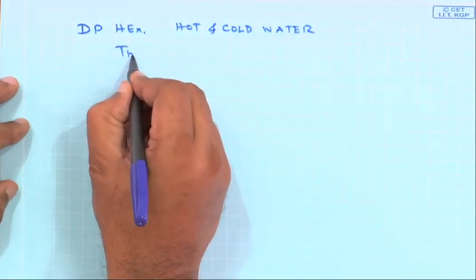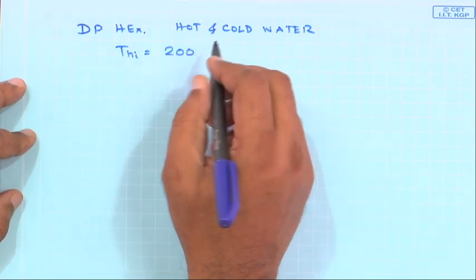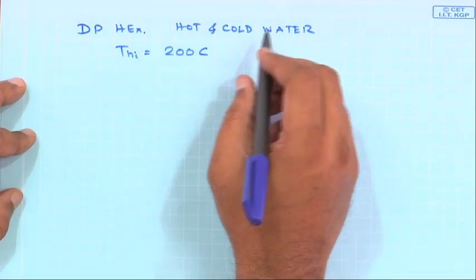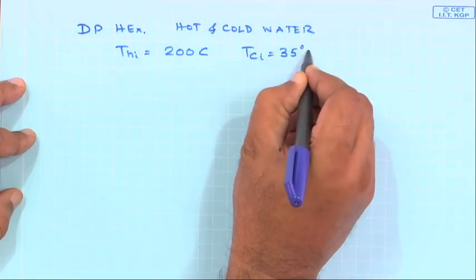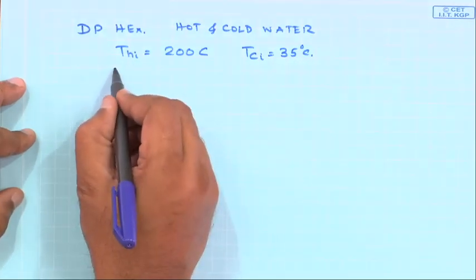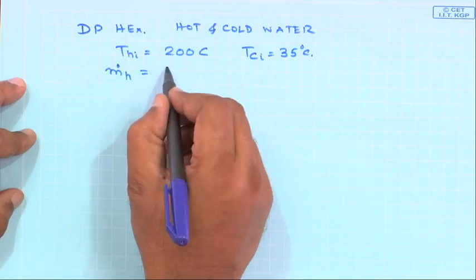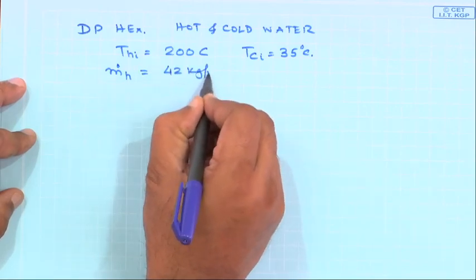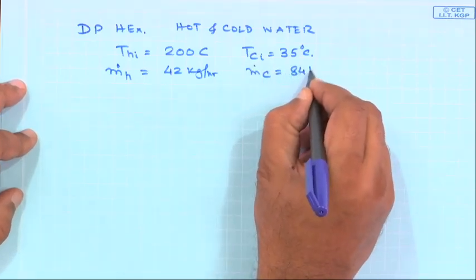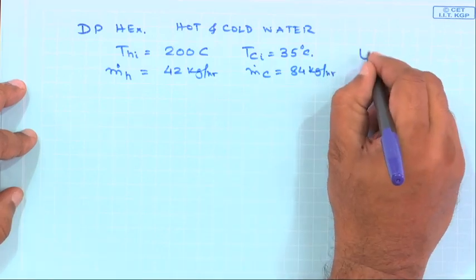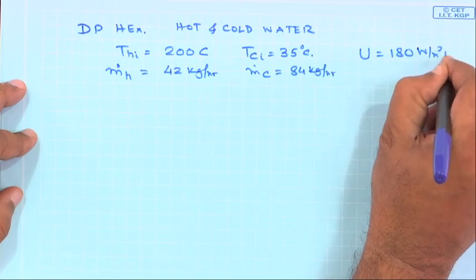The THI, the inlet temperature of the hot fluid, is 200 degrees centigrade, and the inlet temperature of the cold fluid is 35 degrees centigrade. The flow rates of the hot fluid, m dot H, is 42 kg per hour, m dot C is equal to 84 kg per hour, and the value of the overall heat transfer coefficient is provided as 180 watt per meter square per Kelvin.